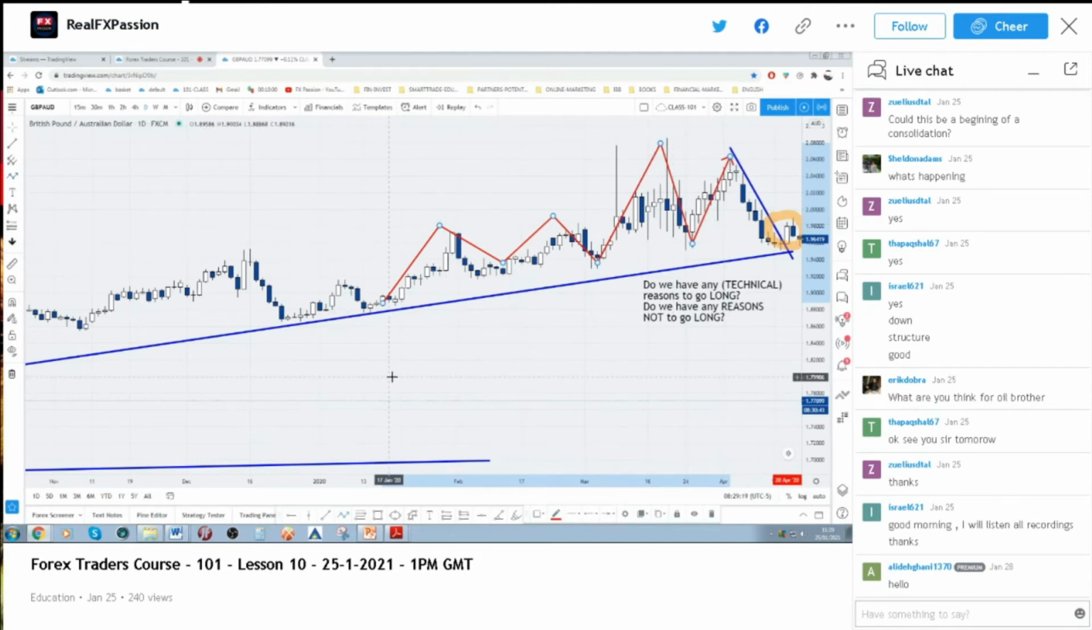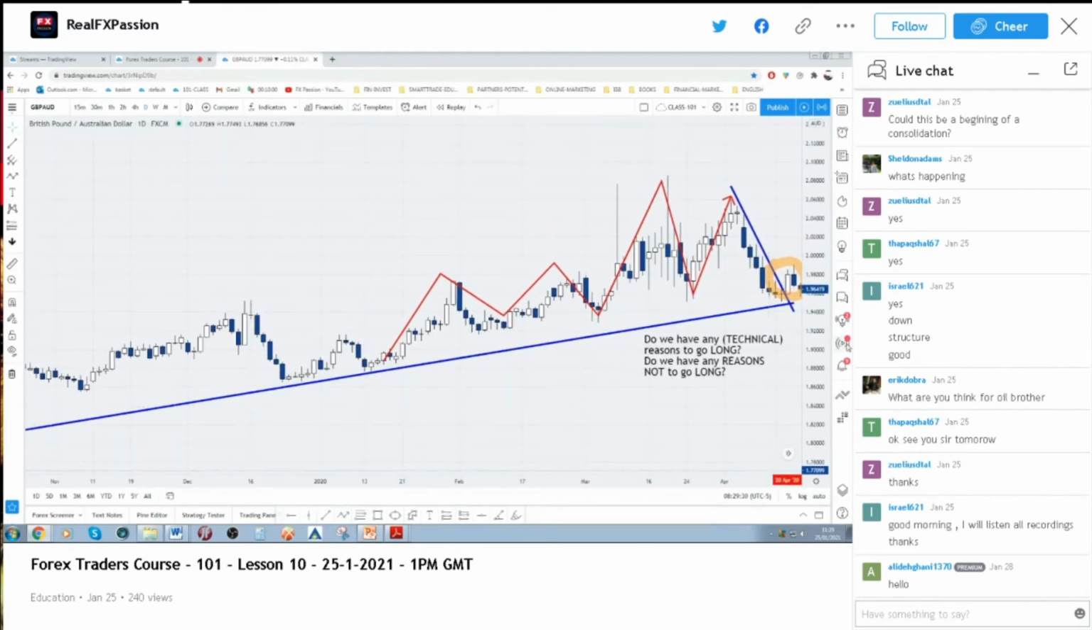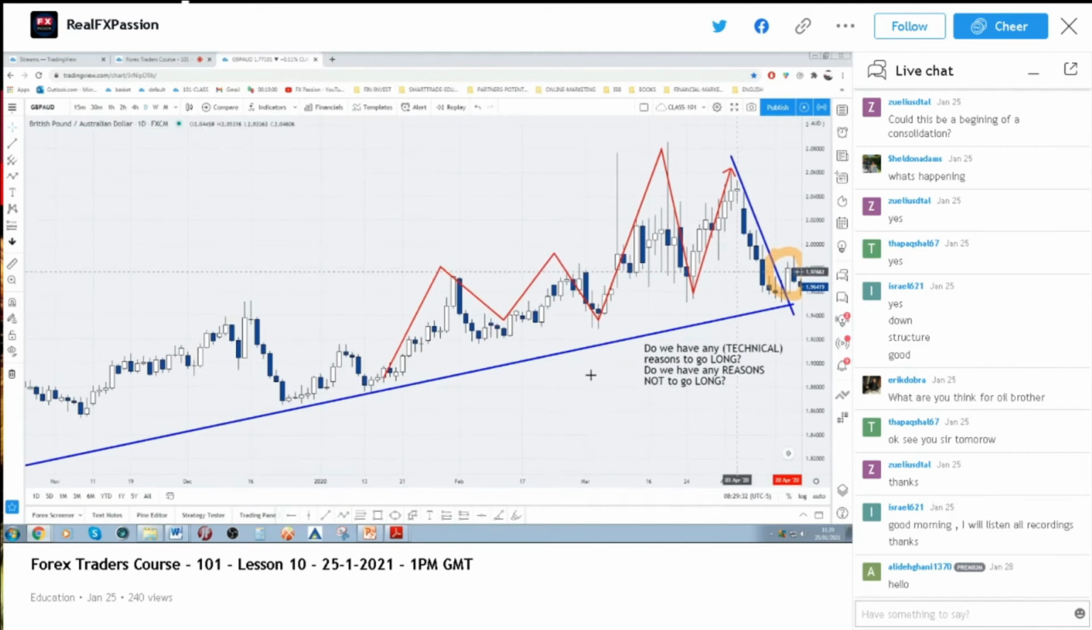Number two, the market is above the uptrend line. Agreed? And the market broke, we're going to learn about candlestick formations, the market broke the counter trend line, and I have a kind of bullish engulfing candle. So do we have any reasons not to go long? An account says no. Everybody agreed?